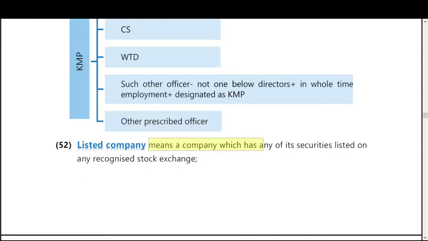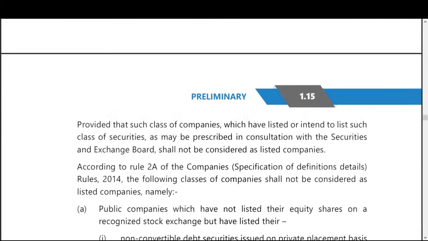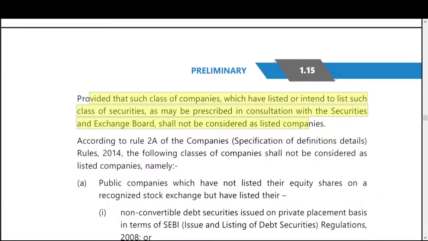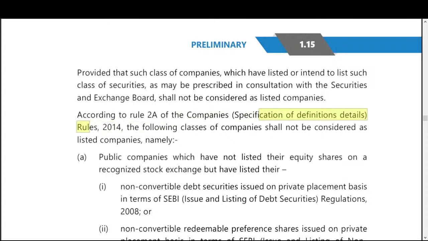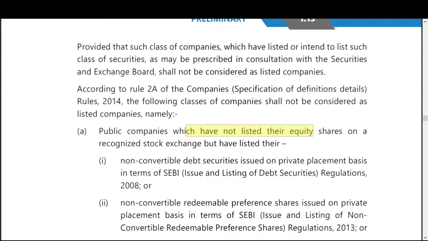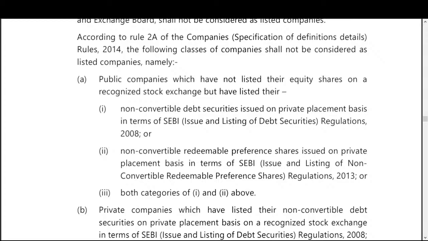Listed company means a company which has any of its securities listed on any recognized stock exchange, provided that such class of companies which have listed or intend to list such class of securities as may be prescribed in consultation with the Securities and Exchange Board shall not be considered as listed companies. According to Rule 2A of the Companies (Specification of Definitions Details) Rules 2014, the following classes of companies shall not be considered as listed companies, namely public companies which have not listed their equity shares on a recognized stock exchange but have listed their non-convertible debt securities issued on private placement basis in terms of the SEBI Issue and Listing of Debt Securities Regulations 2008, or non-convertible redeemable preference shares issued on private placement basis in terms of the SEBI Issue and Listing of Non-Convertible Redeemable Preference Shares Regulations 2013.